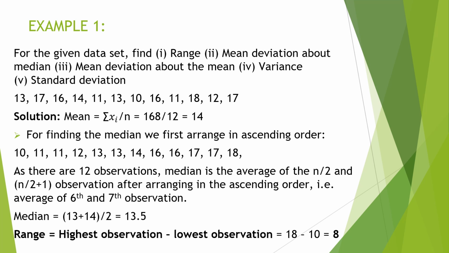The first measure of dispersion is range. Range is simply the highest observation minus the lowest observation. So in this case it is 18 minus 10, which is equal to 8. So range is 8.